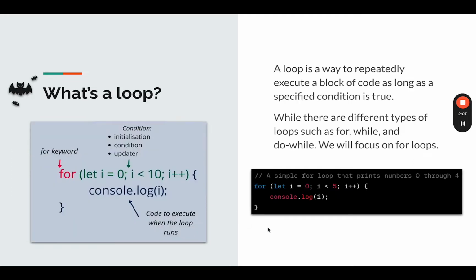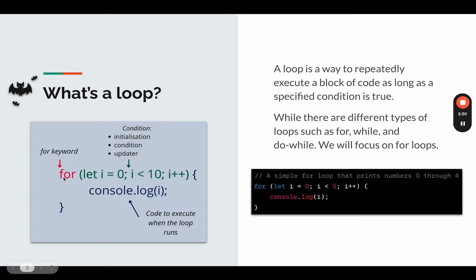Okay, and what is a loop? So a loop is a way to run a block of code repeatedly as long as a condition is true. And there's different types. There's a for loop, a while loop, a do while loop, but for now we're just going to be focusing on for loops.